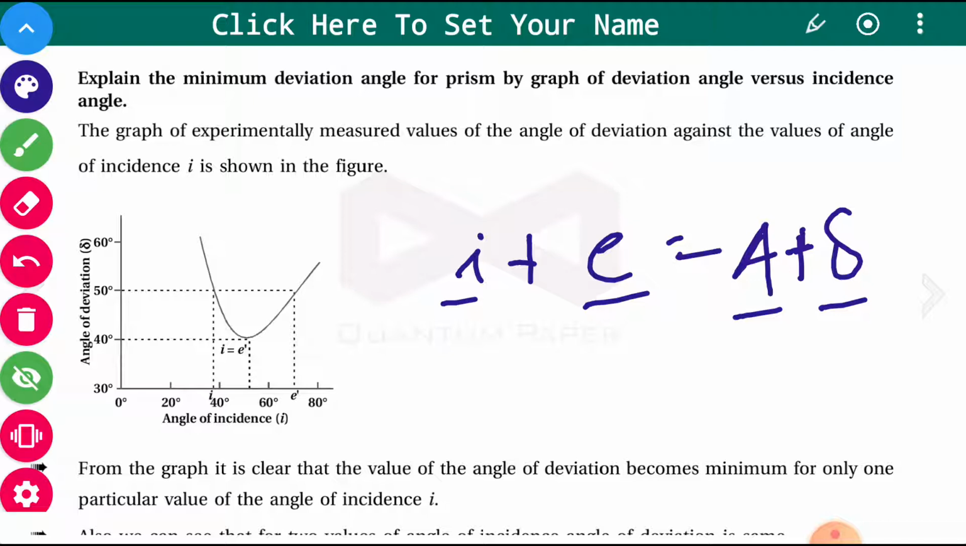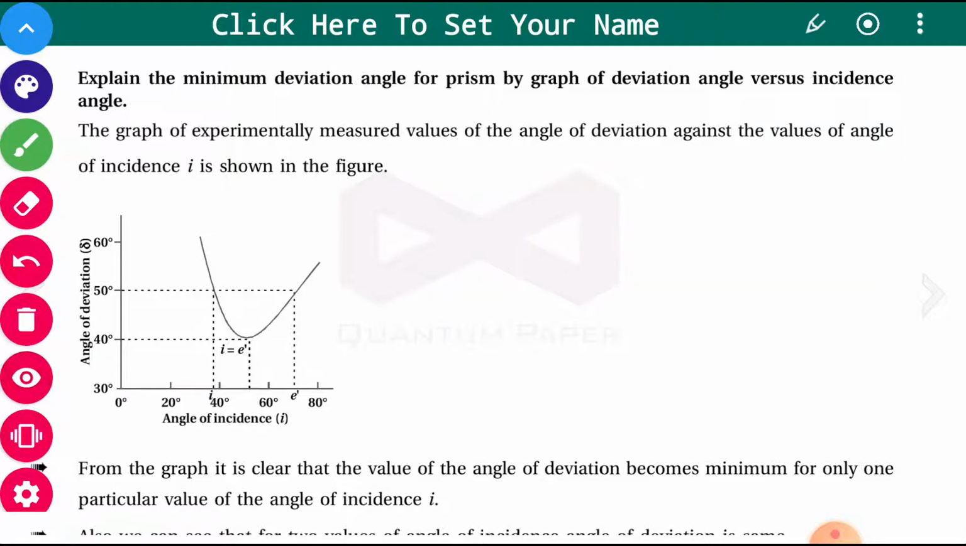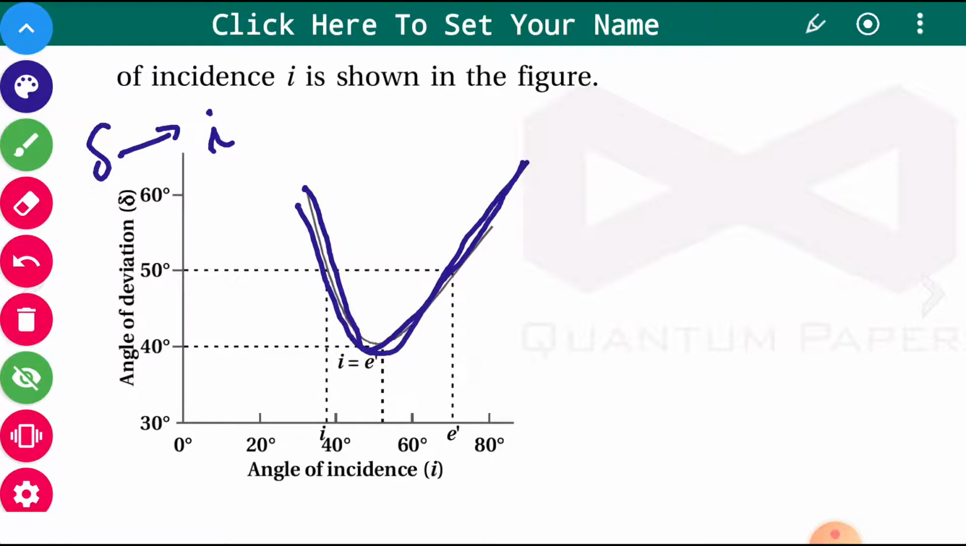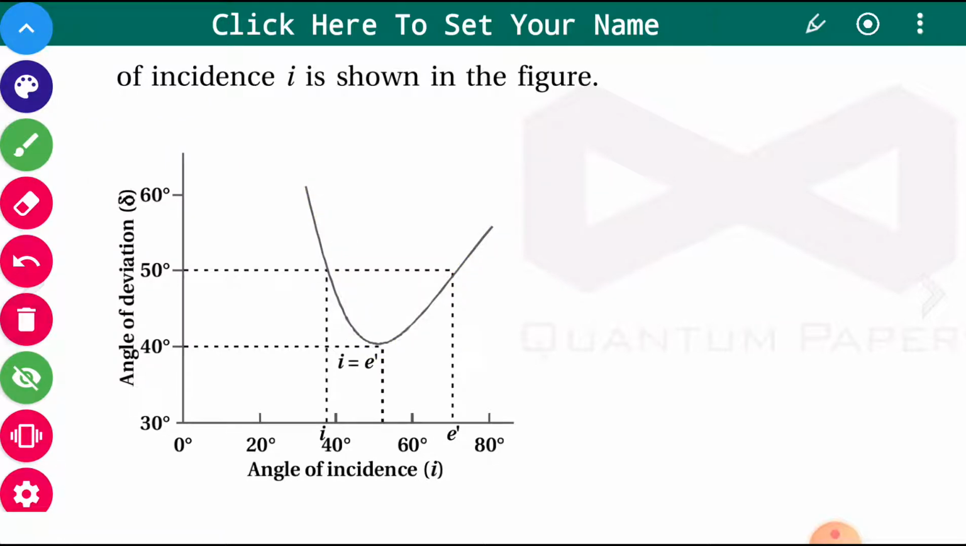if angle of incidence is changed, then angle of deviation simultaneously will also change, and for different angles of incidence we get different angles of deviation. If the graph of angle of incidence and angle of deviation is taken into consideration, then the graph of delta versus I is like this. This kind of curve you are getting. So what does this graph indicate?